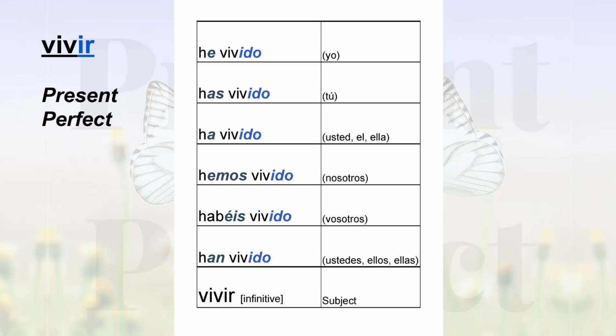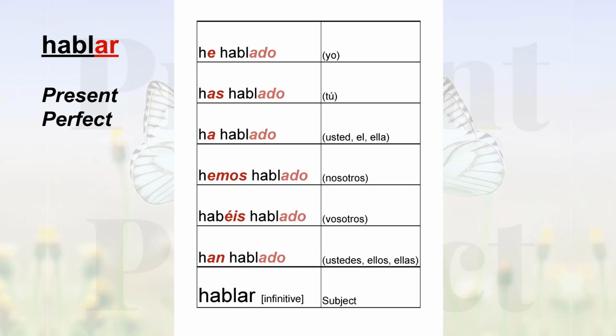So the conjugating pattern for ER verb and IR verb for present perfect tense is exactly the same. So what about AR verb? We're going to take a look at AR verb in another module, but let's take a look at it quickly. For AR verb, the only difference will be the past participle. It's going to be ado instead of ido.